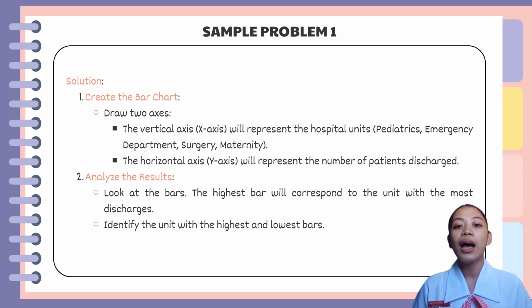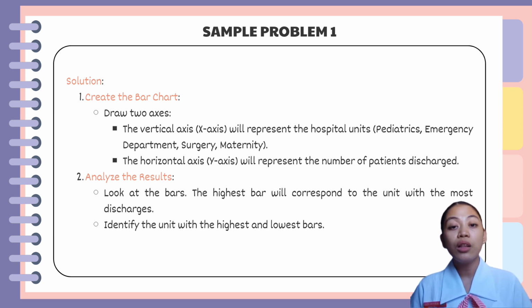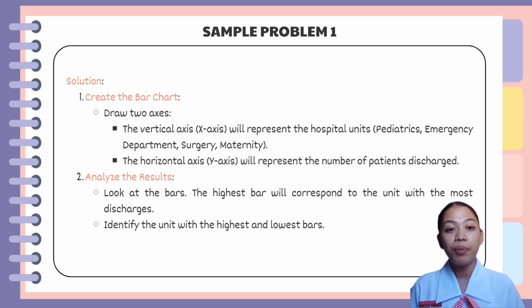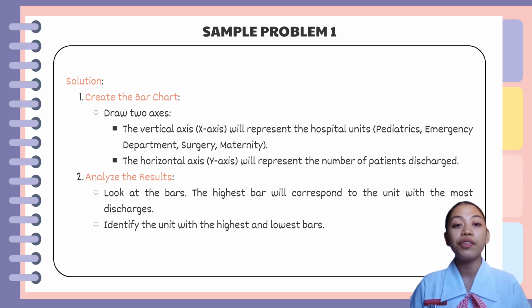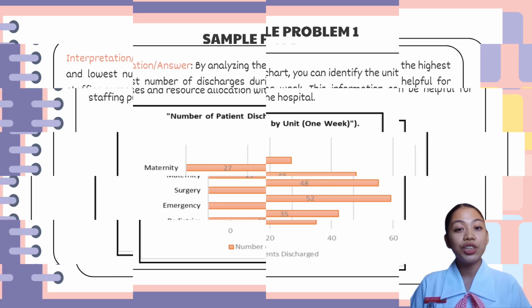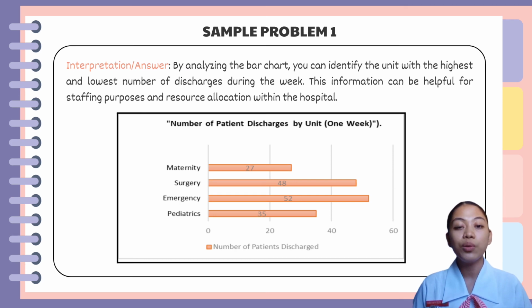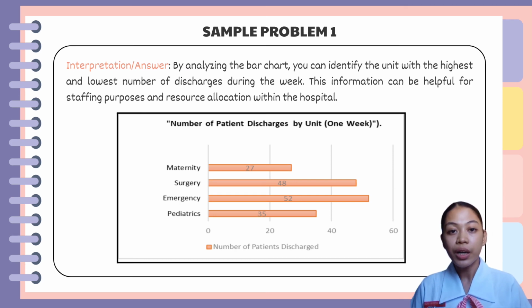So number 2, analyze the results. Look at the bars. The highest bar will correspond to the unit with the most discharges, and then identify the unit with the highest to lowest bars. So, interpretation or the answer of the problem. By analyzing the chart, you can identify the unit with the highest and lowest number of discharges during the week. This information can be helpful for staffing purposes and resource allocation within the hospitals.